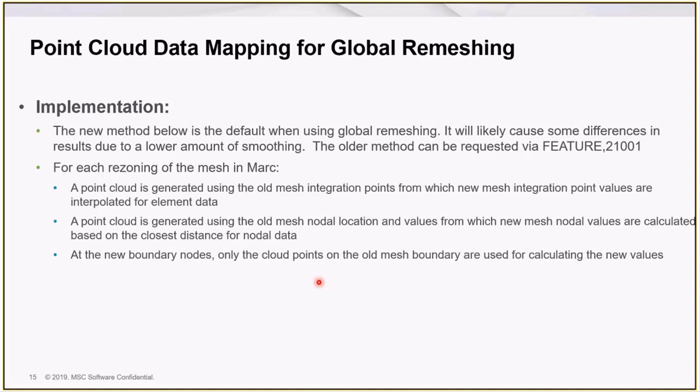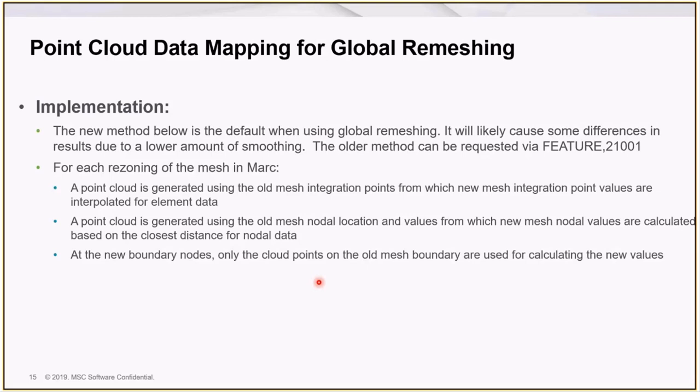To talk through how the rezoning, the remapping of the results takes place in Marc, we're really going from integration points to integration points. That's the big difference in the new method. We create a point cloud of the old mesh integration points, and that's mapped to the new mesh integration points, interpolated. So in this case, we're not going through any nodal calculation to do it. We're going straight from integration points to integration points, and that's what enables a large amount of our accuracy.